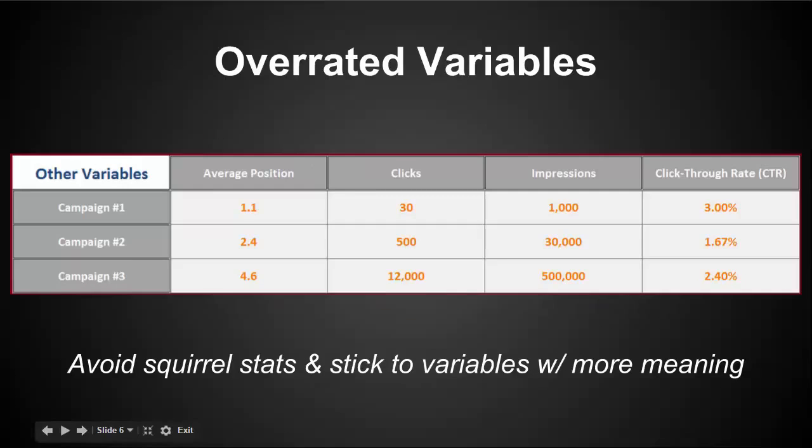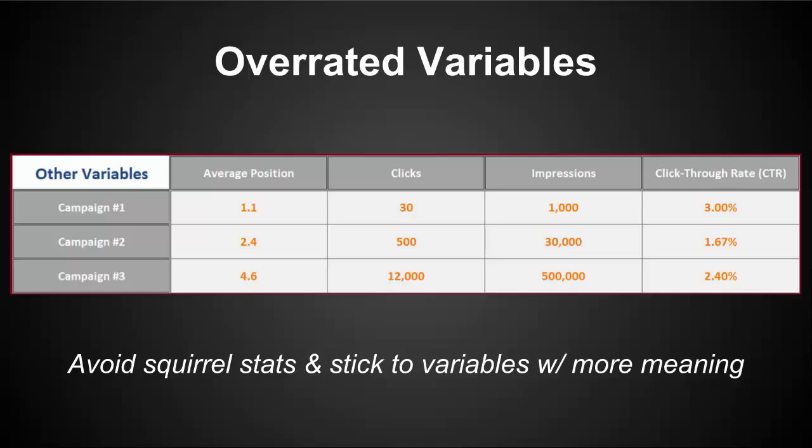All right, and the last thing here I want to talk about is kind of the inverse of where to move campaign variables to look at. Here I want to talk about variables not to look at, or variables to take with a grain of salt. You'll see the note here at the bottom it says avoid squirrel stats and stick to variables with more meaning.